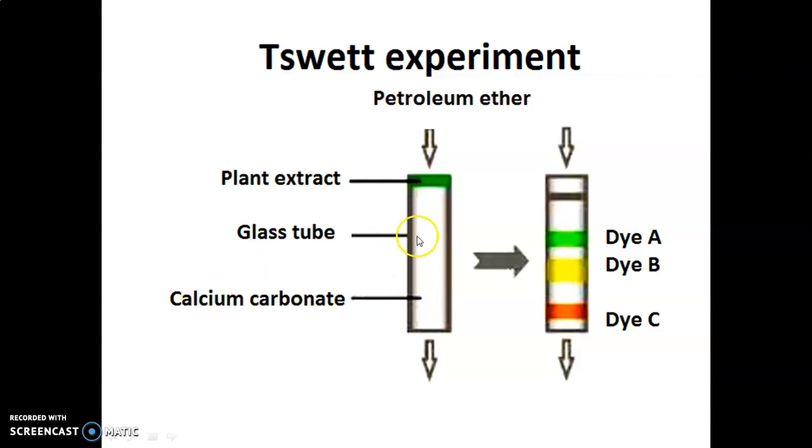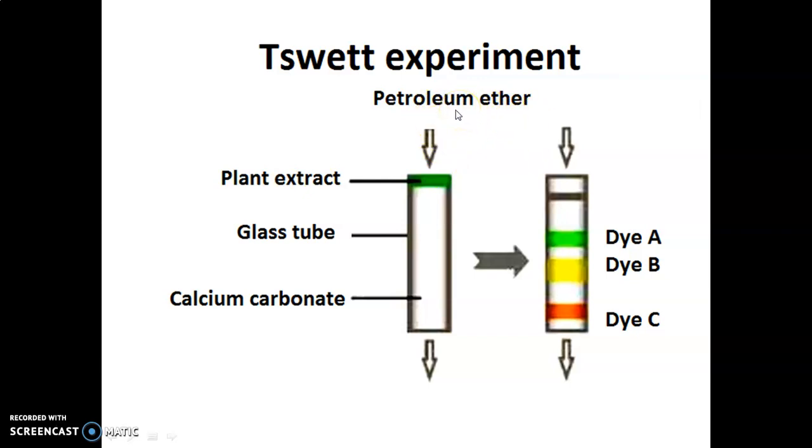ಇಲ್ಲಿ calcium carbonate ಮೂವ್ ಆಗೋದಿಲ್ಲ, ಅದನ್ನ it will act as a stationary phase. Then we are taking plant extract at the top of the column, means glass tube. ಇಲ್ಲಿ ತಗೊಂತೀವಿ plant extract contains many compounds. ಇದು ಸ್ಯಾಂಪಲ್, it contains many compounds. ಅದನ್ನ ನಾವು ಇಂಡಿವಿಜುವಲ್ ಆಗಿ ಸಪರೇಟ್ ಮಾಡಬೇಕು. Then we will add petroleum ether. It will act as a solvent.